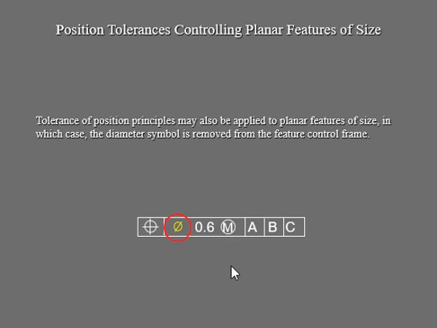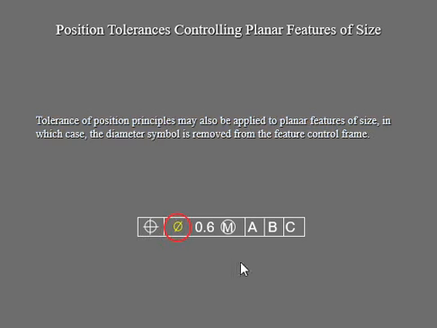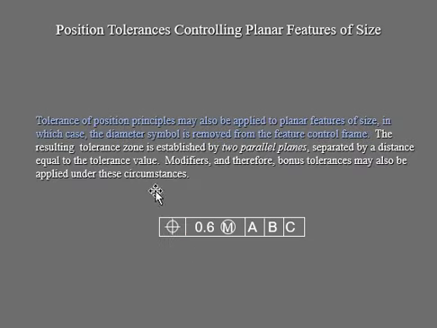The position tolerance principle, you're going to apply to planar features of size. Feature of size here means it's just a plane, and your diameter symbol is going to be removed from the feature control frame. We always use it, but now we're going to get rid of it. So now, without the diameter symbol in the control frame like we always use, why? Because we're controlling the plane. So the resulting tolerance zone is going to be established by two parallel planes, therefore we get rid of our diameter symbol.